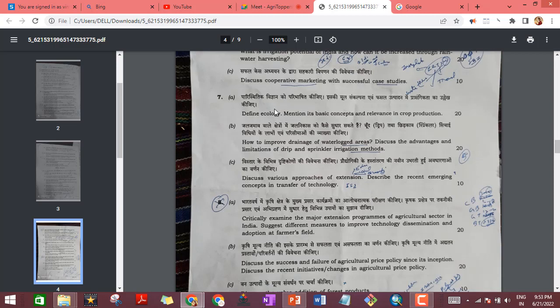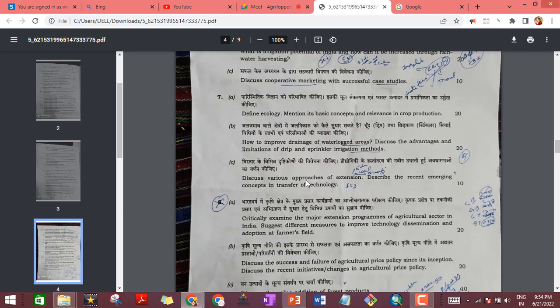And this 7th question you can see is about ecology. This you can cover from our environment portion. And drainage of waterlogged areas. Discuss the advantages and limitations of drip and sprinkler irrigation. I think everyone can manage this, but still there needs to be a diagram. If I say drip and sprinkler, definitely there needs to be a diagram. Improve drainage of waterlogged soils. How much area is there in waterlogged soils? These data are there, we'll share it. So those things also we need to incorporate.